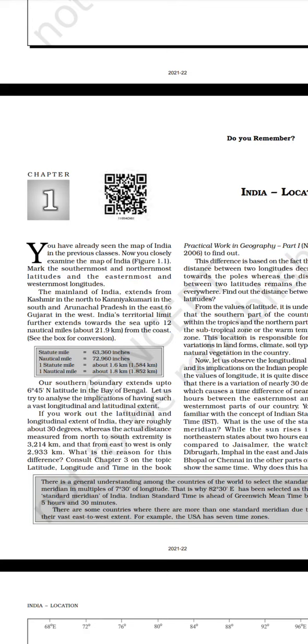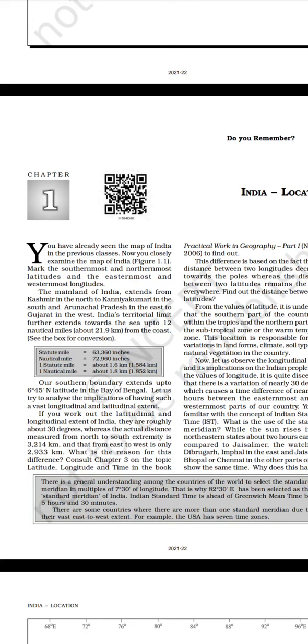The mainland of India extends from Kashmir in the north to Kanyakumari in the south, and Arunachal Pradesh in the east to Gujarat in the west. India's territorial limit further extends towards the sea up to 12 nautical miles, about 21.9 kilometers from the coast. See the box for conversion.